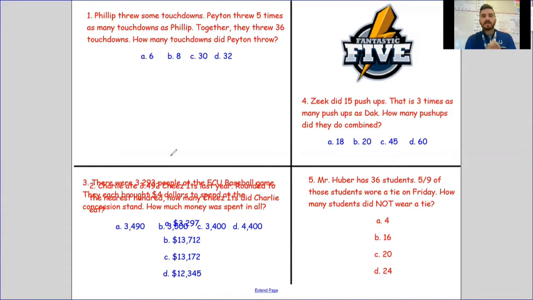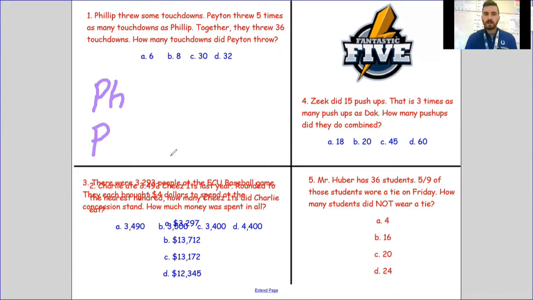All right, so I see times as many. It says Peyton threw 5 times as many touchdowns as Philip. So I instantly think, okay, I know I'm doing my multiplicative comparisons. All I got to do now is pull out whatever's being compared in this problem, and I can do my box method. So I know I'm comparing Philip's touchdowns to Peyton's touchdowns. So I'll go ahead and pull those two guys out. We'll put a PH for Philip. We'll put a P, just P for Peyton.